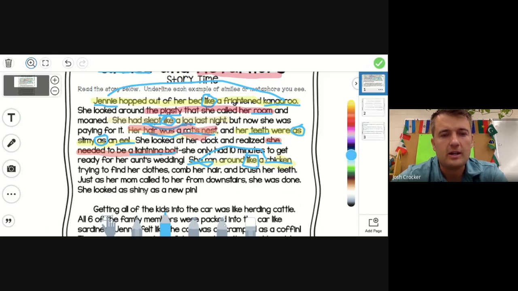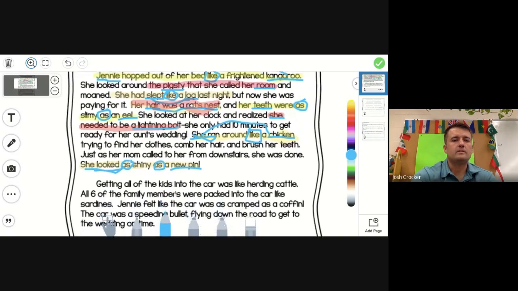She looked as shiny as a new pin. So she made it. Sounds like she looks good. We have another comparison here. She looked what? As shiny as a new pin, right? She looked as shiny as a new pin. What two things are we comparing? We're comparing the way she looked to a new pin. Okay. Did we say like or as? Yeah, we said as twice. So that was a simile. Okay.